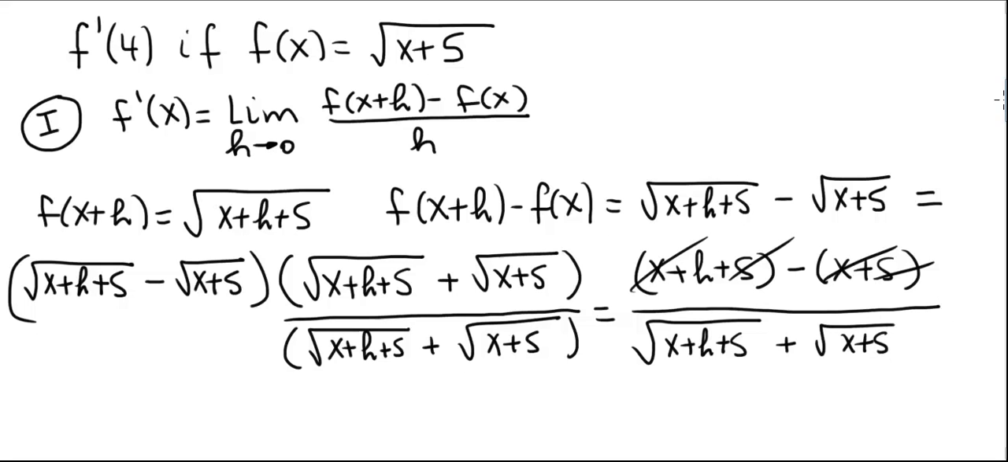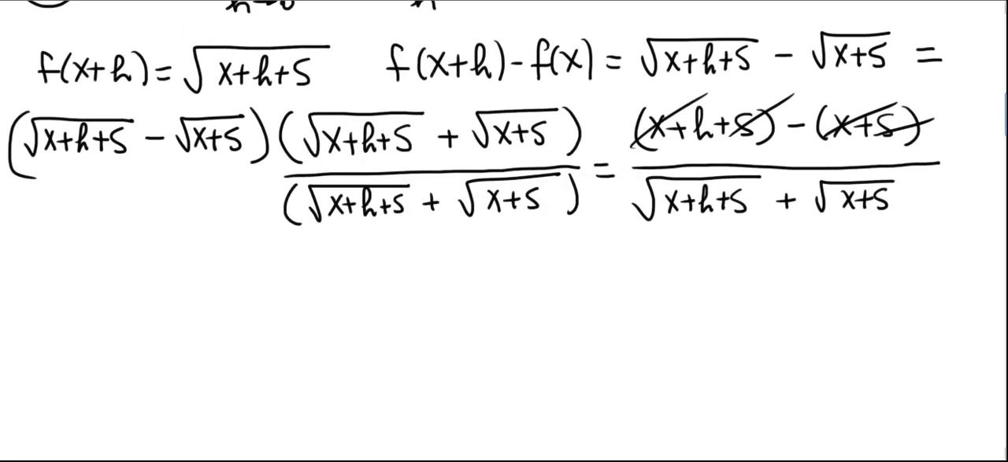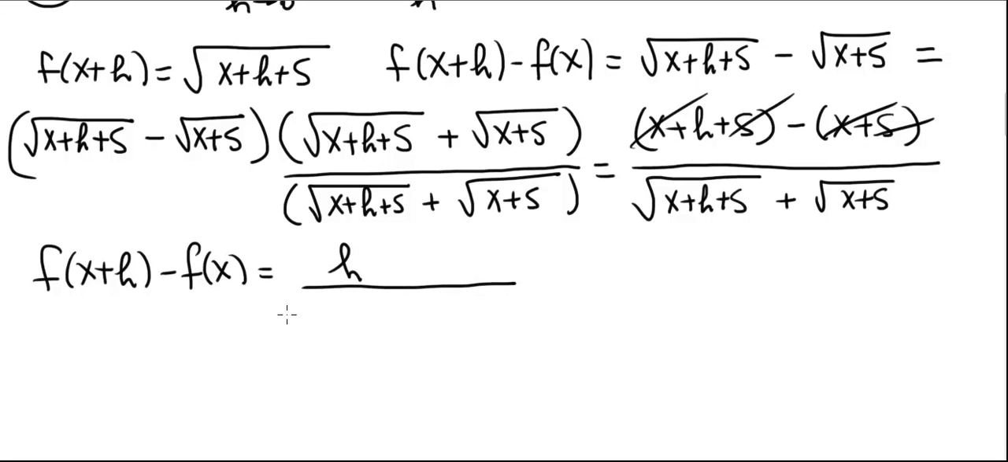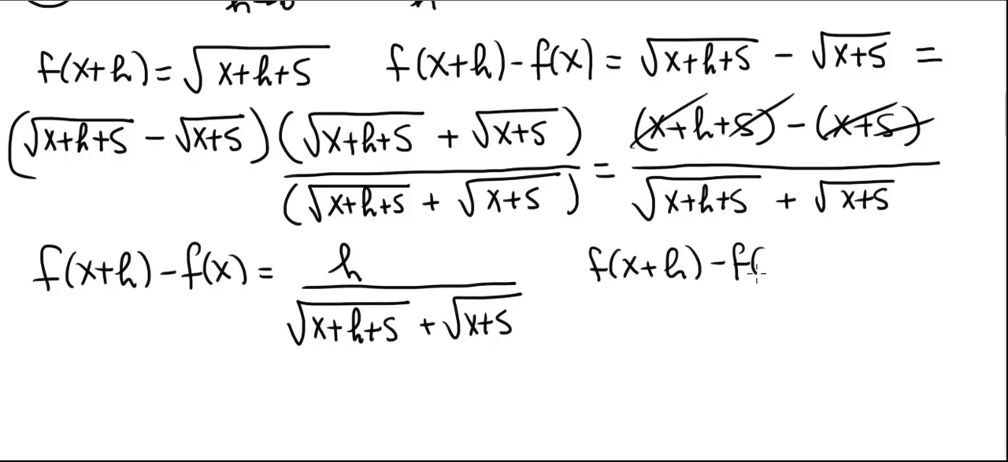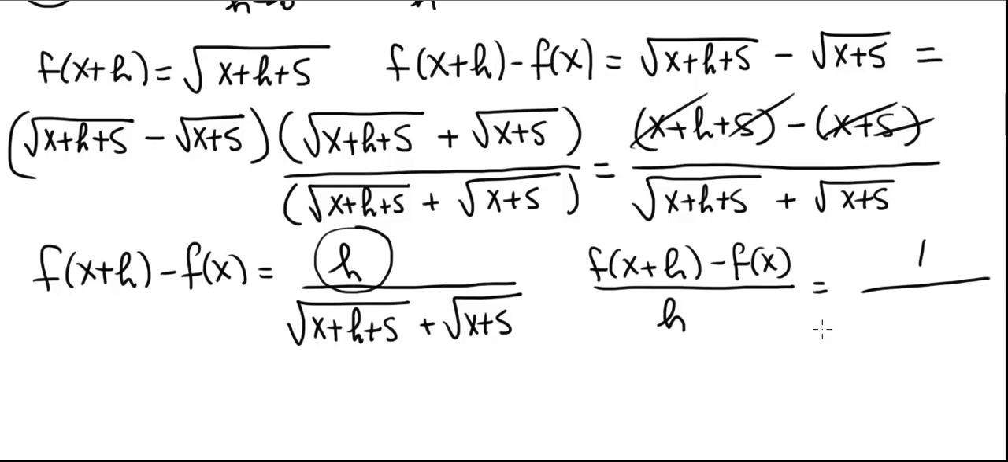And so let's summarize this. The difference, f of x plus h minus f of x, is equal to h divided by the square root of x plus h plus 5 plus the square root of x plus 5. Now we'll take that difference, f of x plus h minus f of x, and divide it by h, and that will have the effect of canceling this h here that I'm circling, and that will leave 1 divided by the square root of x plus h plus 5 plus the square root of x plus 5.